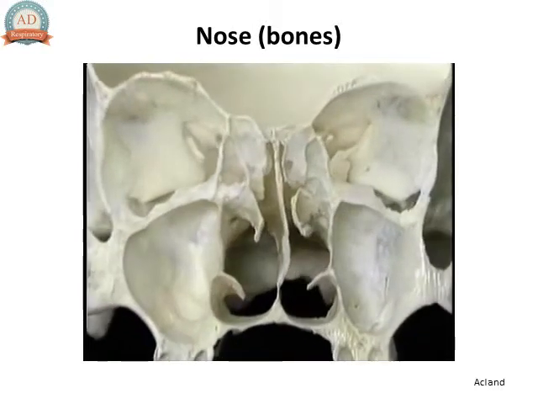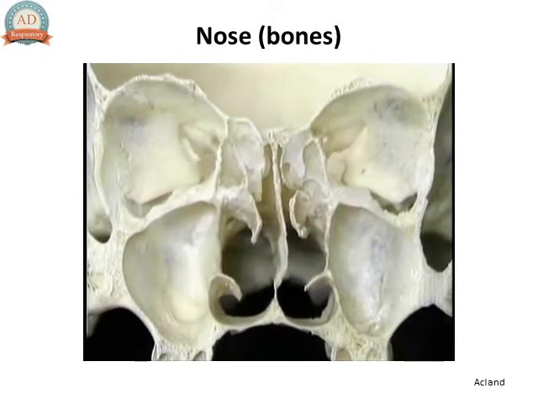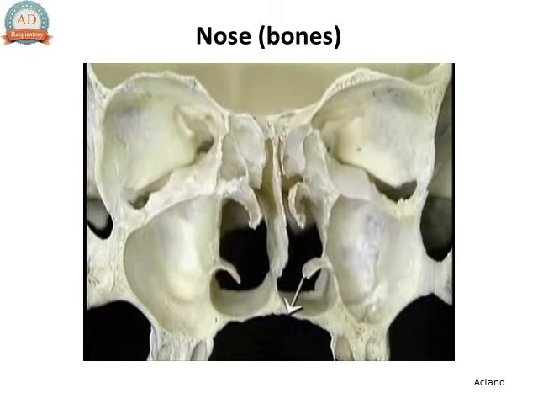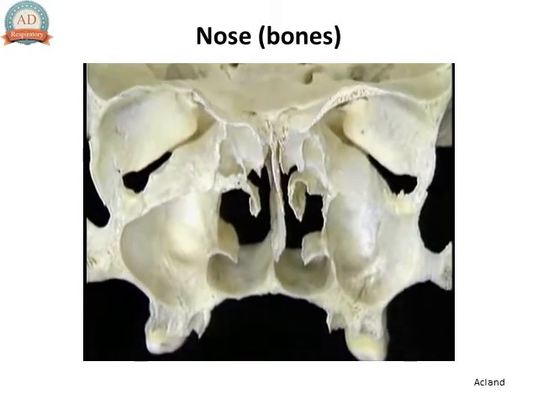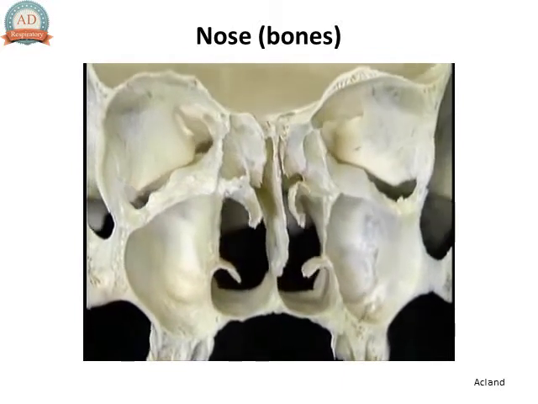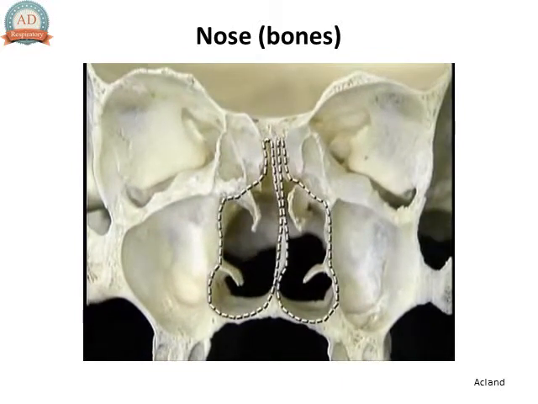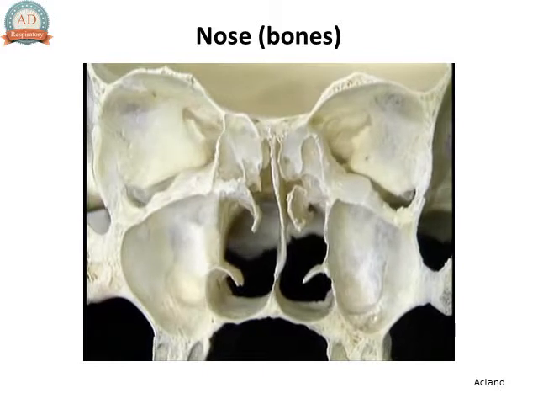There's a lot to see here. Let's get ourselves oriented. Here's the hard palate. Here's the floor of the anterior cranial fossa. Here are the medial walls of the orbits. Here are the two nasal cavities. The septum dividing them is a little off-center, which is not unusual.